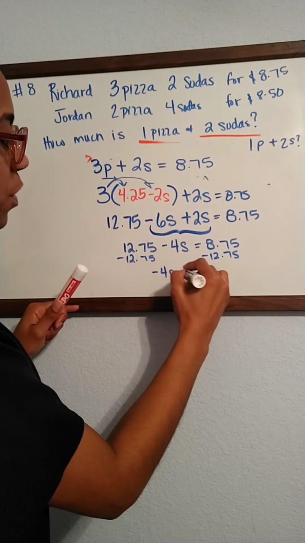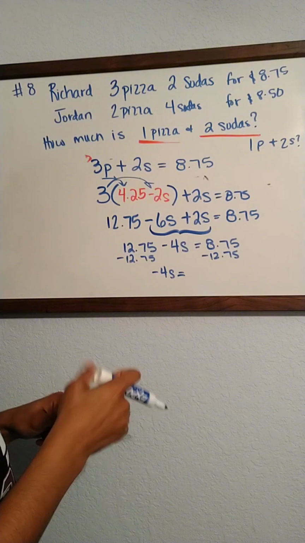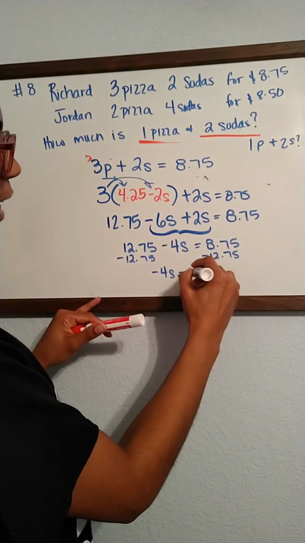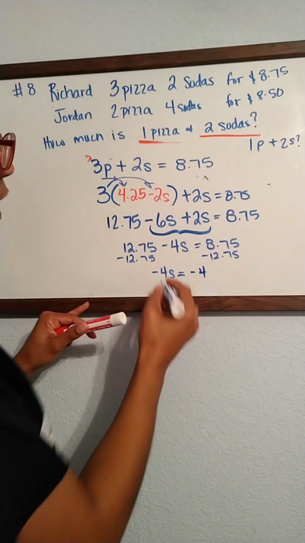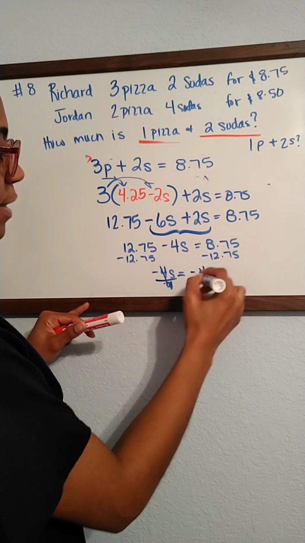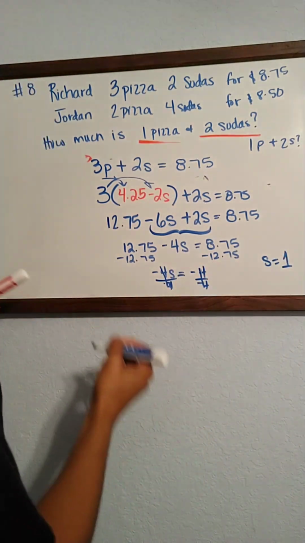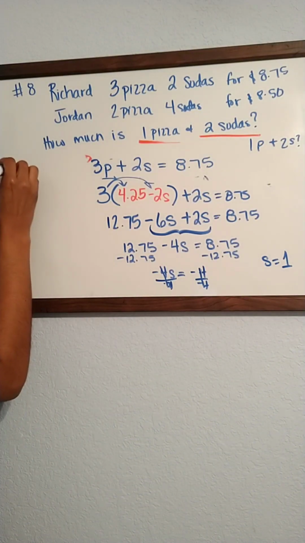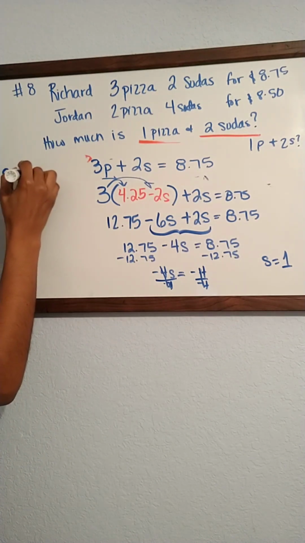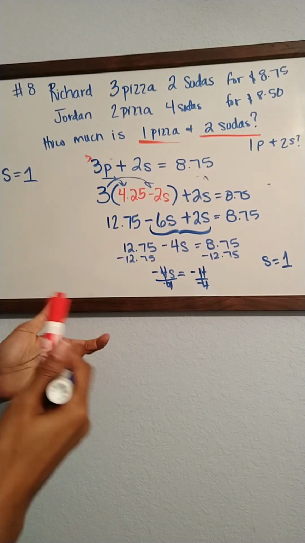That'll leave me with negative 4S is equal to 8.75 minus 12.75, so I know I'm going to have a negative number, and that's going to leave me with negative 4. Divide both sides by negative 4 to get S by itself, and that tells me that S is equal to a positive 1. So my soda is equal to $1. Okay, so S is equal to 1.